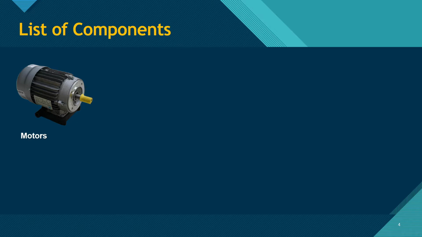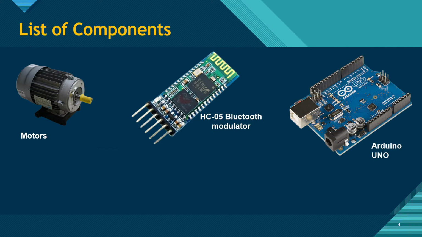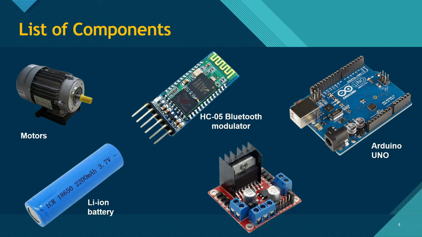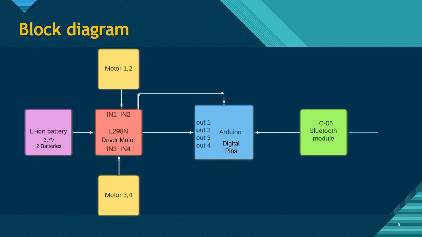Now let us try to understand the list of components. A motor, HC05 Bluetooth module, Arduino Uno, lithium ion battery and a motor driver, also known as L298N. Now let us look at a block diagram for our system.